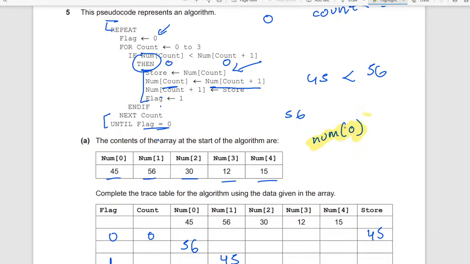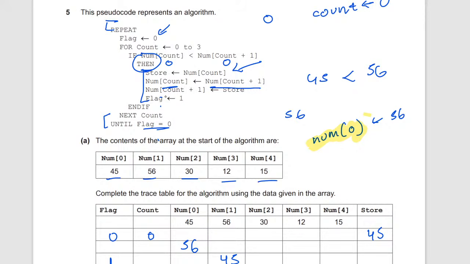You need to understand this concept, that num0 is now 56 because they said that num count is equal to num count plus 1. So this num0 will be equal to 56 because that is what num1 is. This is a way more complex one. Usually it's not as complex as this, but it's fine.